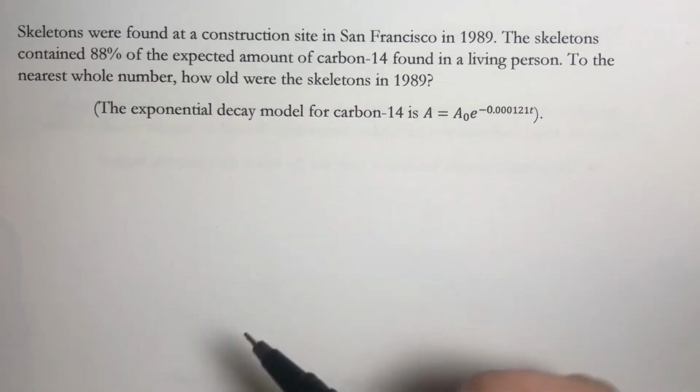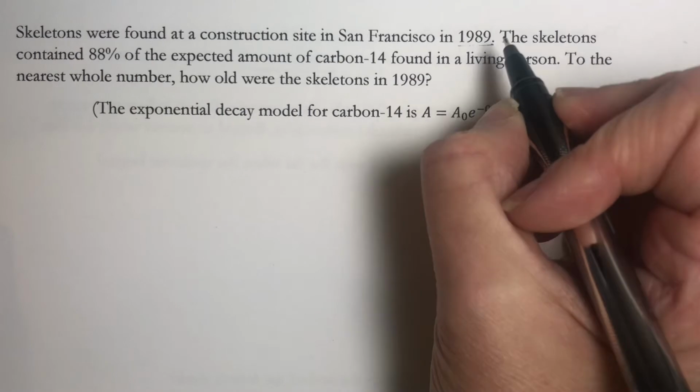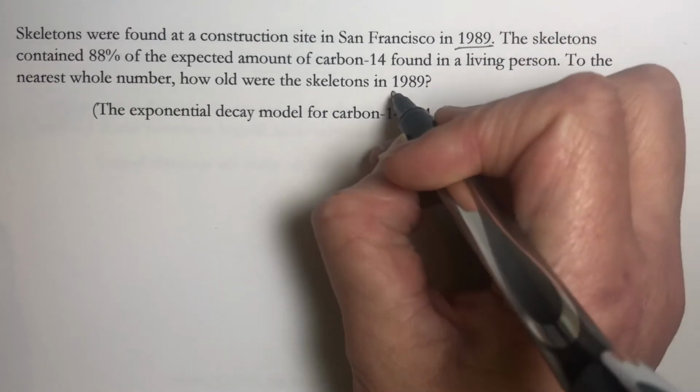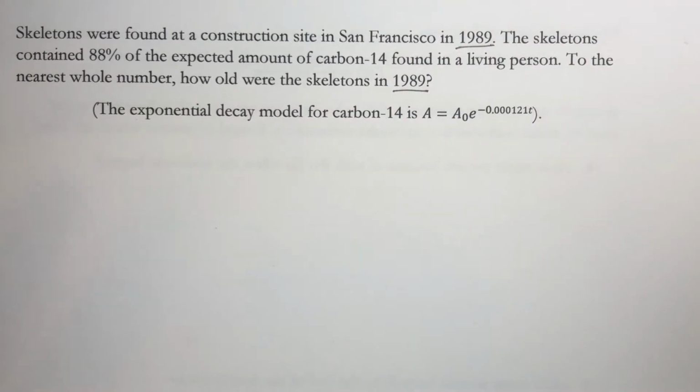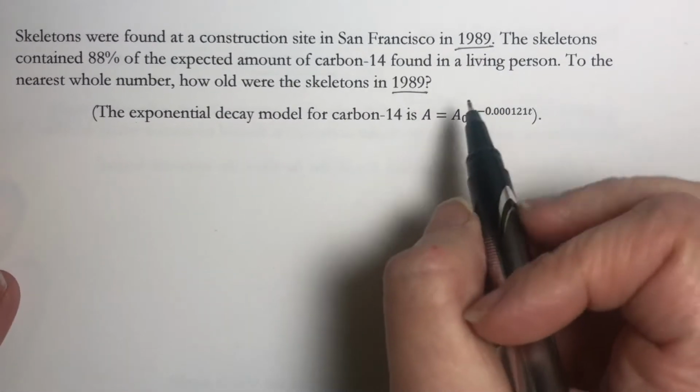One of the things I notice is that they were found in '89 and they're asking how old they were in '89. That's good because it means I'm not going to have to make an adjustment at the end to say how old they were in a different year. So basically, if I can find the amount of time it took, then I have my answer. Okay, so what is going on here?